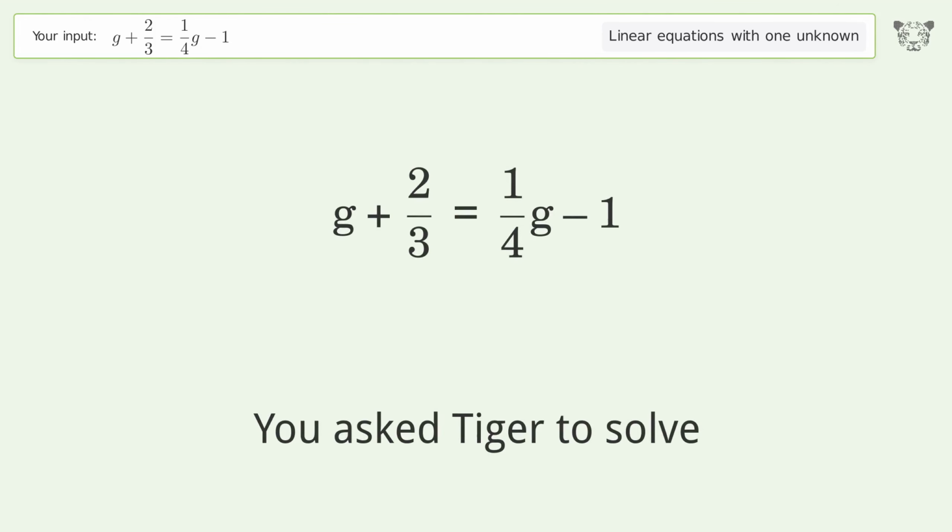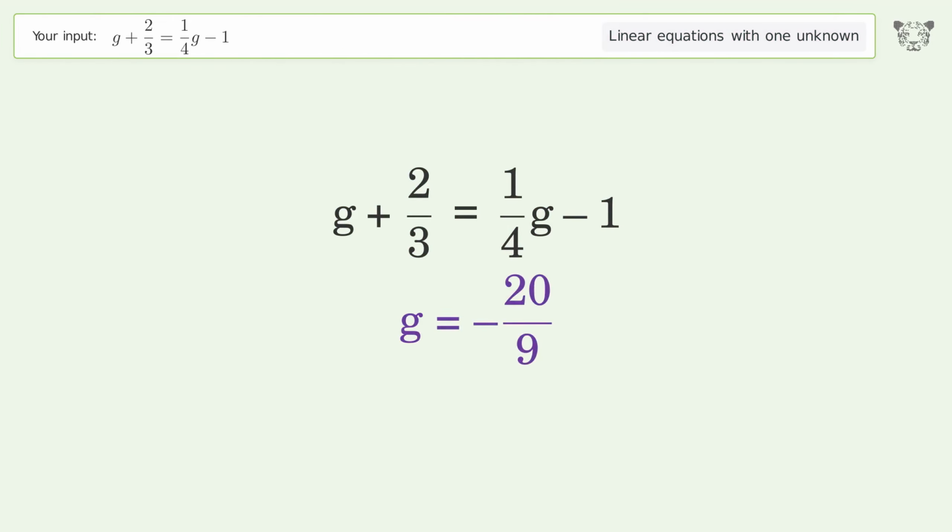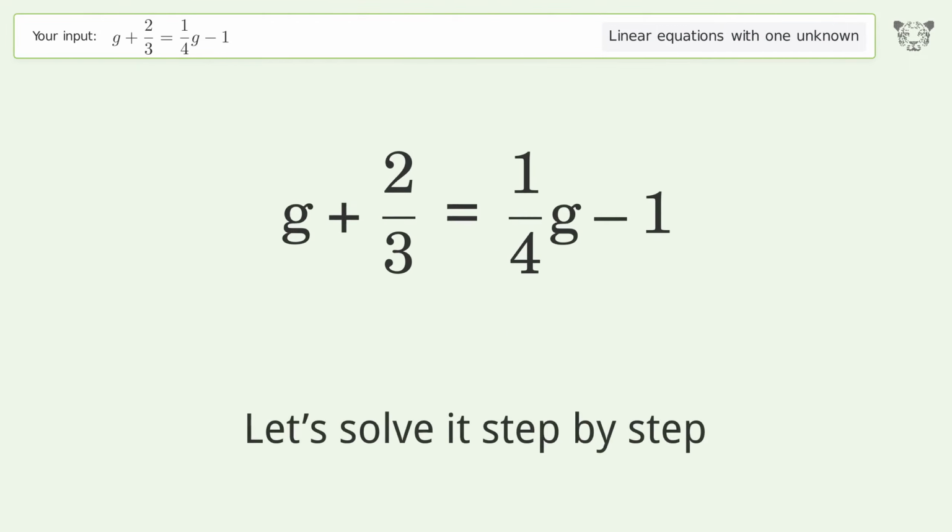You ask Tiger to solve this. It deals with linear equations with one unknown. The final result is g equals -20/9. Let's solve it step by step.